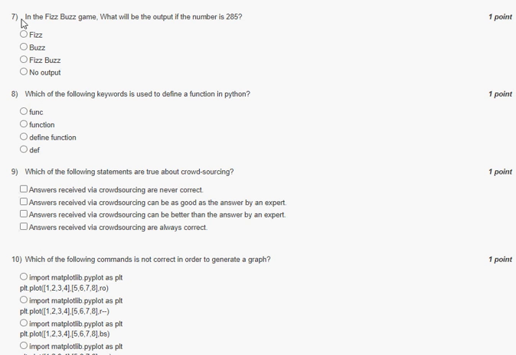And seventh question: in the FizzBuzz game, what will be the output if the number is 285? The answer for the seventh question is option C, FizzBuzz. So mark option C as the correct answer for the seventh question.